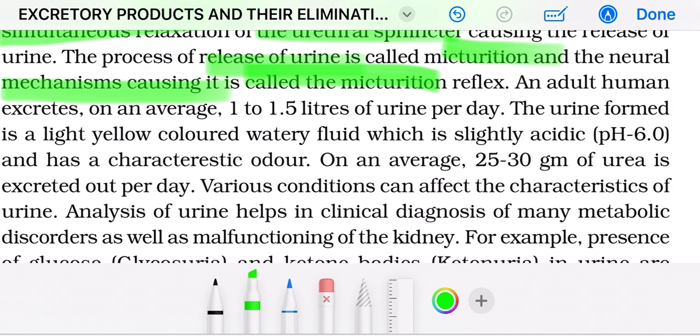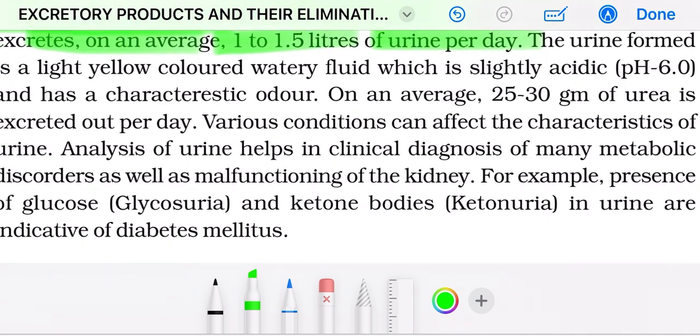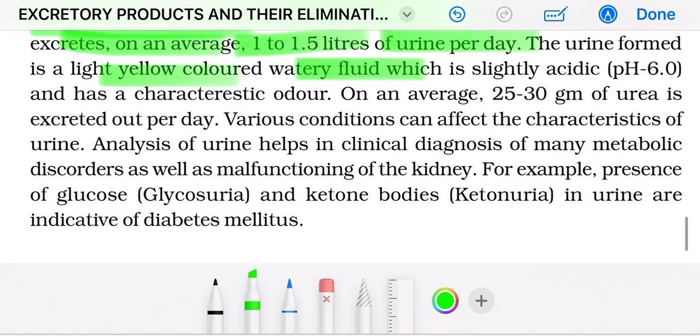An adult human excretes on average 1 to 1.5 liters of urine per day. Urine formed is a yellow colored watery fluid which is slightly acidic, pH 6, and has a characteristic odor. On average, 25 to 30 grams of urea is excreted out per day.